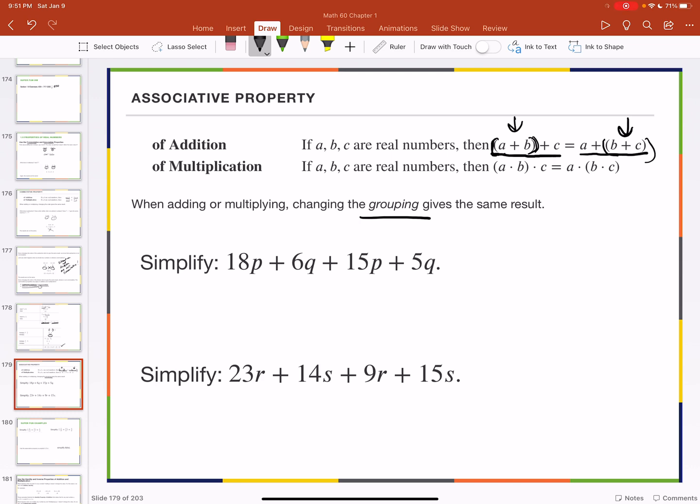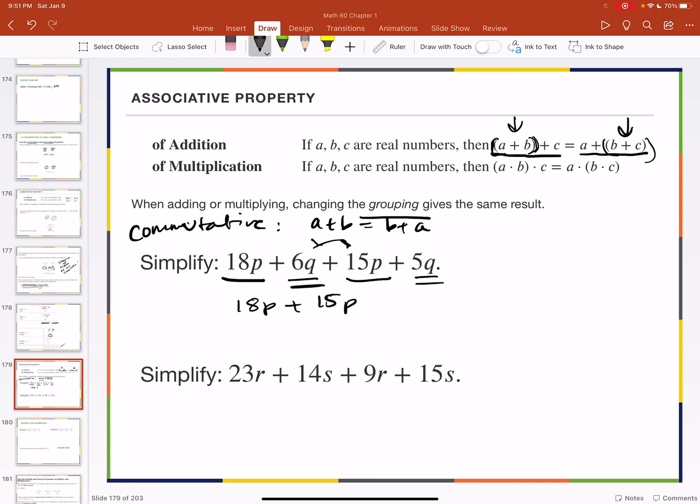Okay, now let's do some examples. I think these first two examples are for the commutative property, and then we'll do some associative property. So what is the commutative property of addition? A plus B is equal to B plus A, meaning I can reorder it. Look, I have 18P, 15P, 6Q, and 5Q. If I move these around, I get 18P plus 15P plus 6Q plus 5Q, and that's totally okay. Now it's easier to add like terms, so this would be 33P plus 11Q.